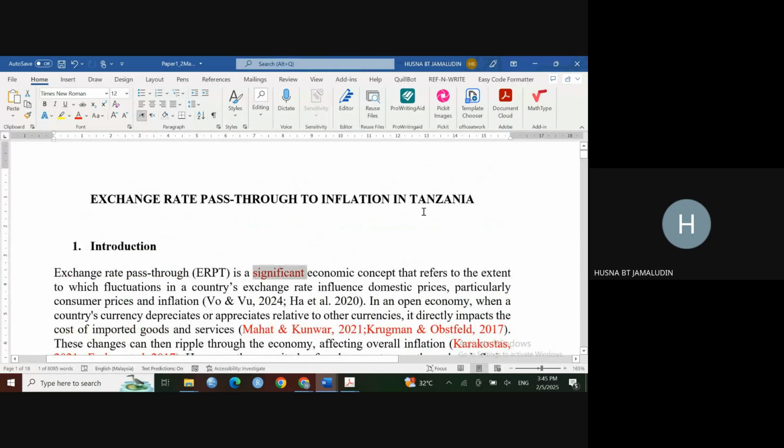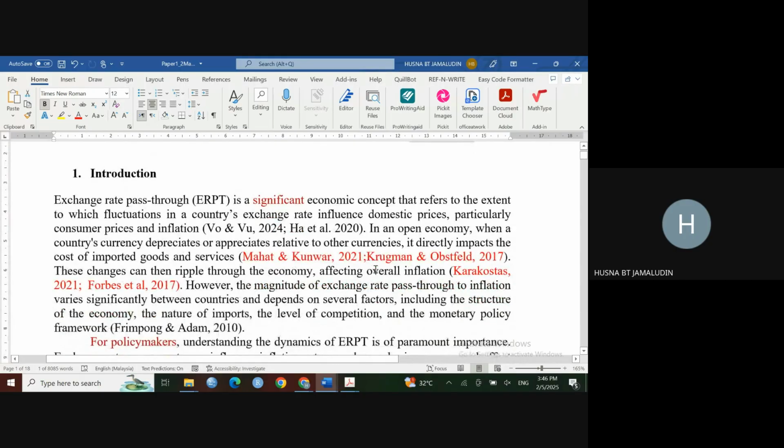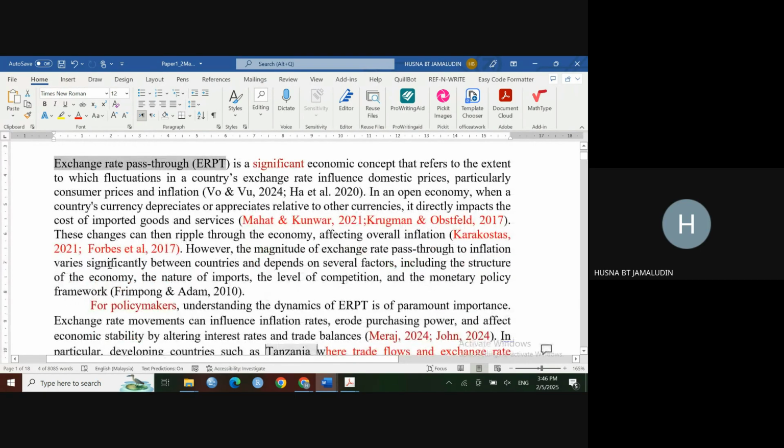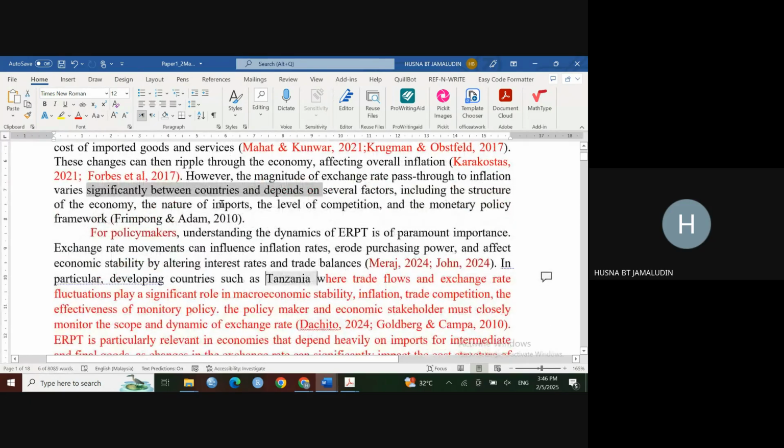What is it about in Tanzania, right? So when you talk about exchange rate pass through, you can start by defining it, and then you can actually discuss inflation. You can tell the common problems, or the world problem, with regards to exchange rate pass through, which varies significantly between countries. So this is general.